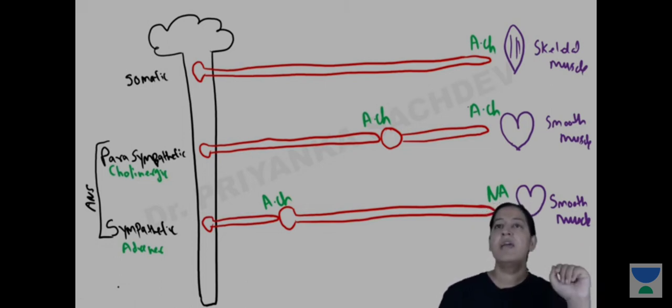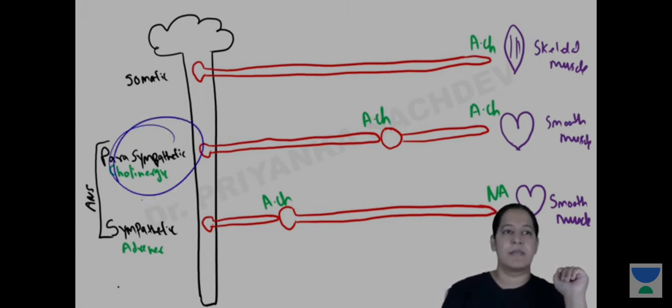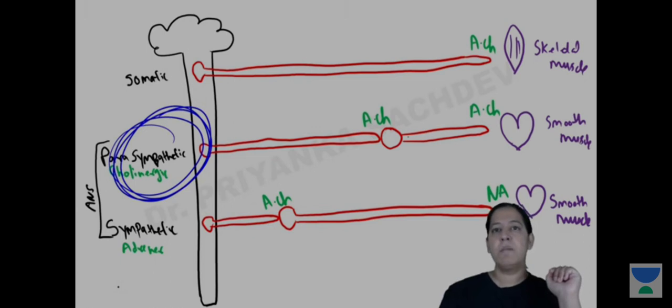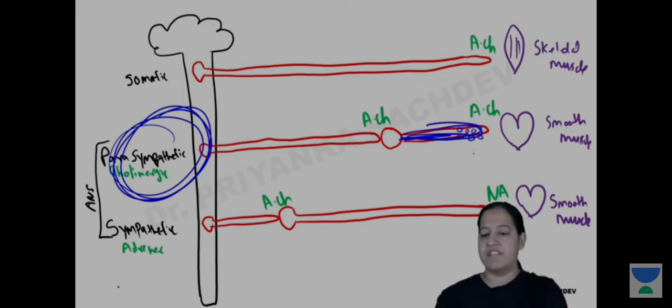Okay, so you can see here, this is the parasympathetic system. See the postganglionic nerve fiber. Inside the axon of this postganglionic nerve fiber, acetylcholine is synthesized and stored in the form of vesicles. You can see here.